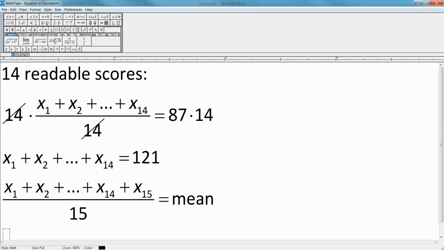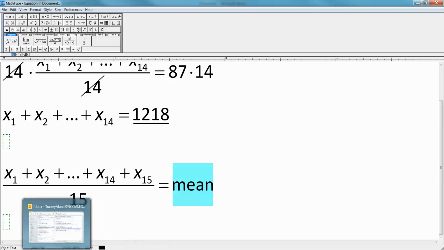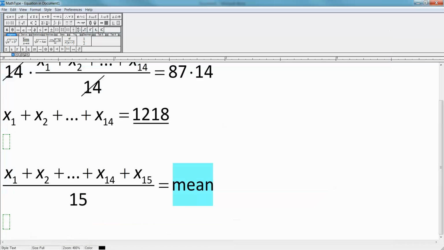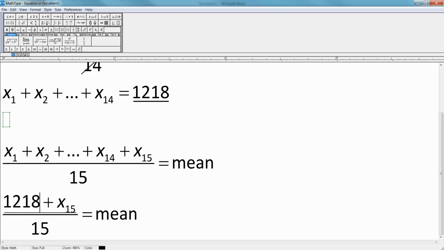Okay, so I know those first 14 scores make 1218. I'm going to use that down here for the one that I don't know. I know that if I add up all 15 scores and divide by 15, I'll get the mean, which was 83. Hold on, I got to go back. Yeah, 83 right there. So it says the mean on the exam was 83. But I know these first 14 scores add up to 1218. Actually, let me copy and paste this so we can get all this in. And then I know that it's going to be equal to 83 because they said so.